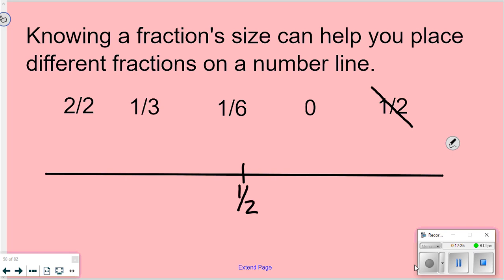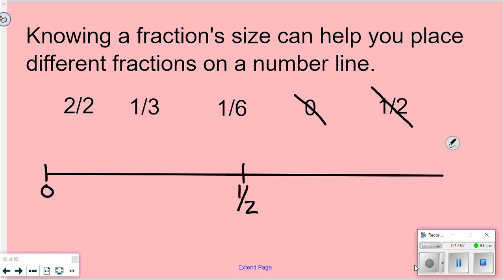So I'm going to cross out 1/2. I got 1/2. All right, if 1/2's in the middle, could you find a home for something else? What other fraction could you figure out where it might go? Bryson? 0 can go at the beginning. Yeah, let's put it. All right, we got that one done.